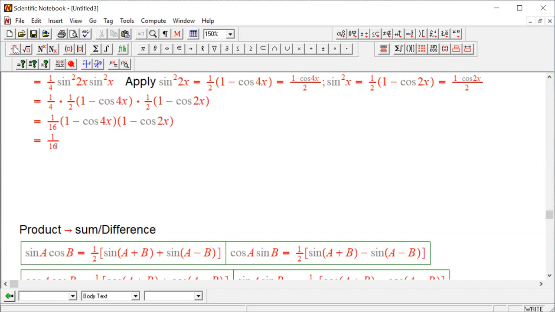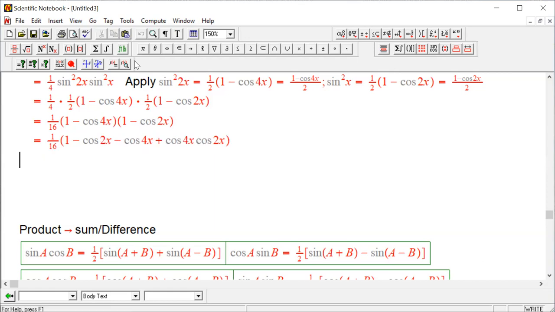Okay, so 1/16. We're going to FOIL: 1 times 1, that's 1. 1 times cosine 2x, that's minus cosine 2x. Negative cosine 4x times 1, that's minus cosine 4x. And plus, finally, cosine 4x multiply cosine 2x. There we go. Power 0, power 1, power 1. So all these are done. We just have this one piece left.